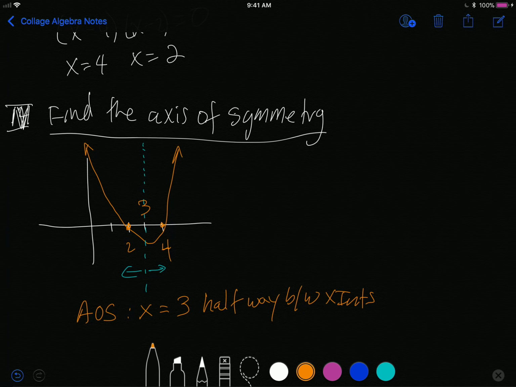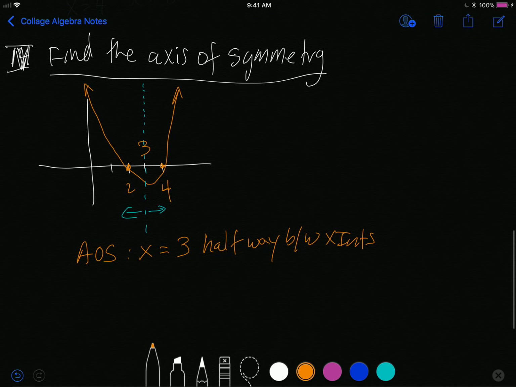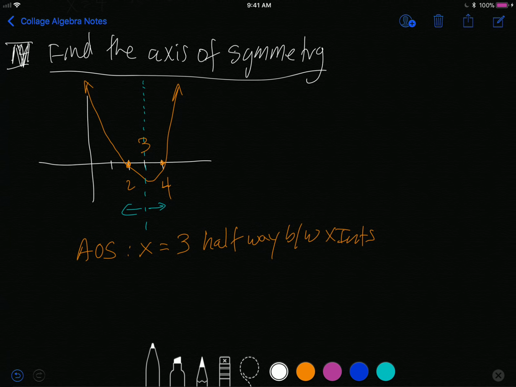Now, sometimes a graph doesn't have x-intercepts. It's possible. So is there a different way of finding the axis of symmetry? And the answer is yes, there is. The axis of symmetry also has a formula associated with it. The axis of symmetry is a vertical line, so it's always x equals, and you use two parameters: negative b divided by 2 times a. Those two parameters, divided in that form, give you the axis of symmetry.